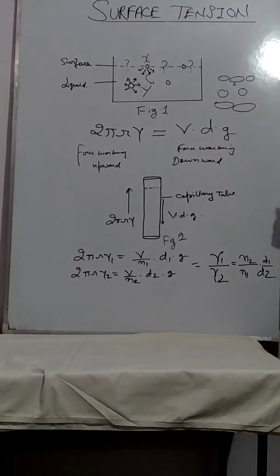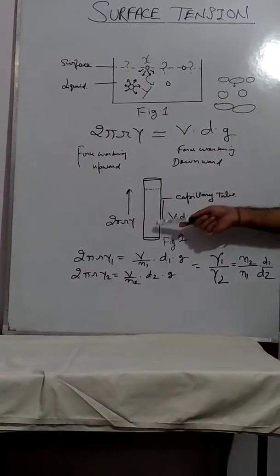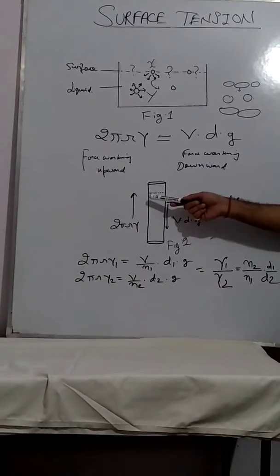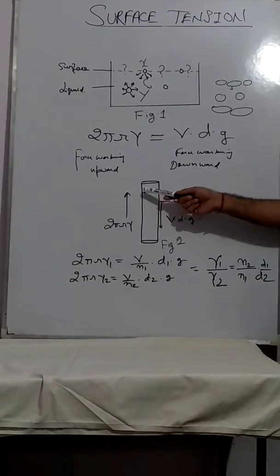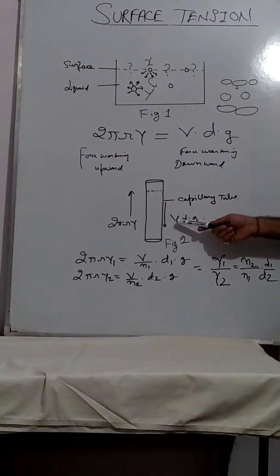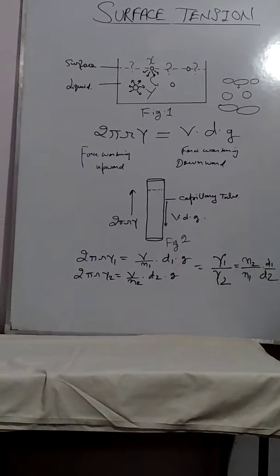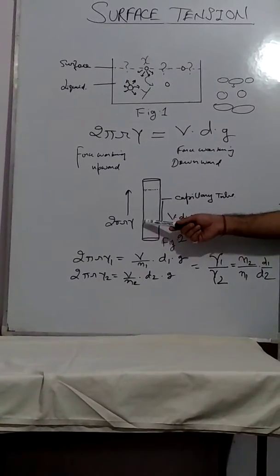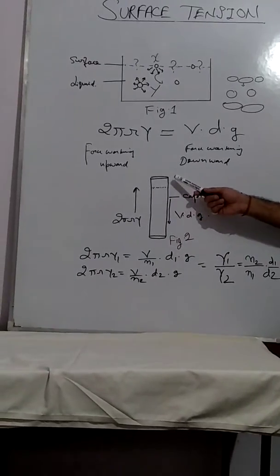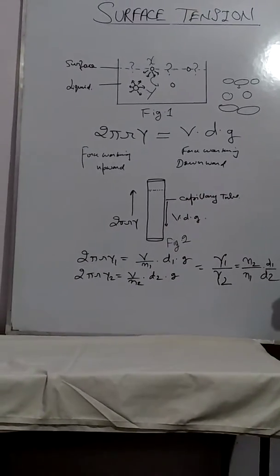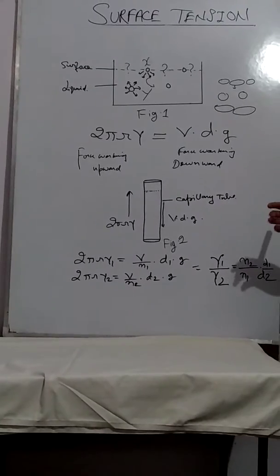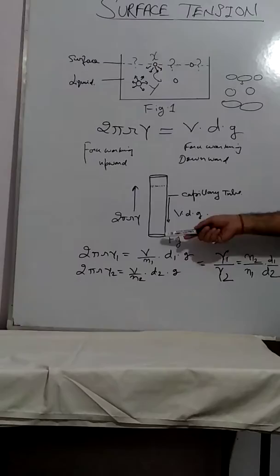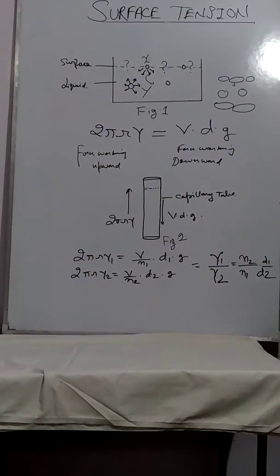Why? It rises up to the point where the downward force counterbalances this 2πrγ. It means when VdG is equal to 2πrγ, the liquid ceases rising up. 2πr is the circumference of the capillary, and γ is the surface tension which carries liquid upwards.